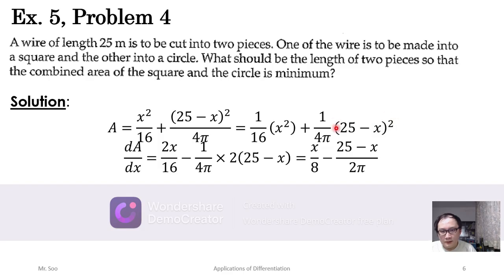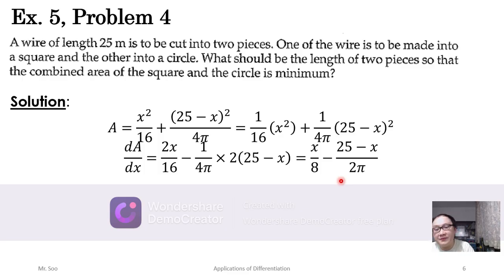For this one, differentiating 25 minus x squared, bring down the power 2. Then you have 25 minus x in front, reduce the power by 1, and then you differentiate the term inside the bracket, which is minus x. You differentiate with respect to x, you have minus 1. That's why there's a negative sign here; this negative sign is your negative 1, and it comes from the term inside the bracket. Then you simplify everything together, you get x over 8 minus (25 minus x) over 2 pi.